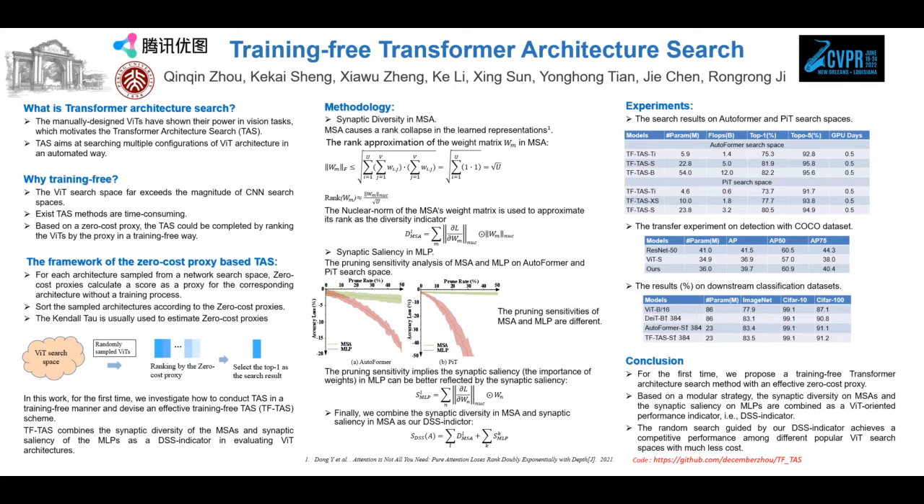To conclude, for the first time, a training-free transformer architecture search method with an effective proxy is proposed. Based on a modular strategy, the synaptic diversity on MSAs and the synaptic saliency on MLPs are combined as a ViT-oriented performance indicator, i.e., DSS indicator. The random search guided by our DSS indicator achieves a competitive performance among different popular ViT search methods at less cost. It merely takes 0.5 GPU days to seek relatively optimal ViT architecture, compared with 24 GPU days by the existing counterparts.